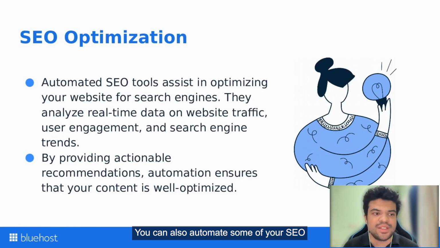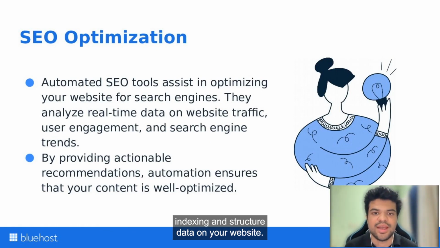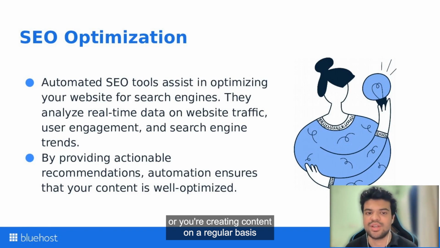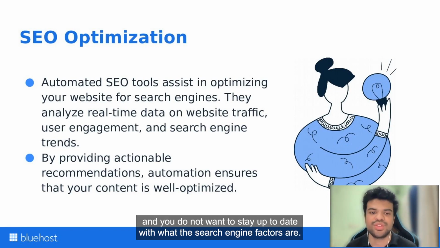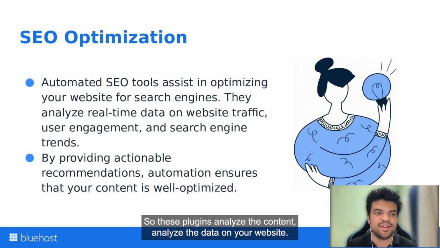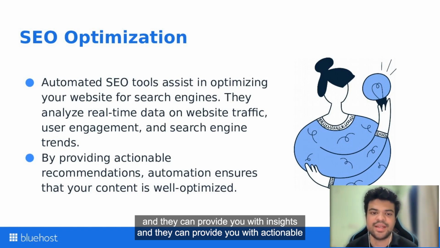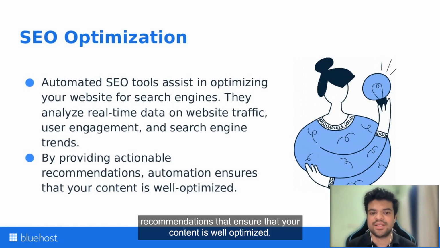You can also automate some of your SEO indexing and structured data on your website. So let's say that you are writing posts or you are creating content on a regular basis, and you do not want to stay up to date with what the search engine factors are. You can install plugins that automate SEO on your website. These plugins analyze the content, analyze the data on your website. They are up to date with all the search engine trends, and they can provide you with insights and actionable recommendations that ensure that your content is well optimized.